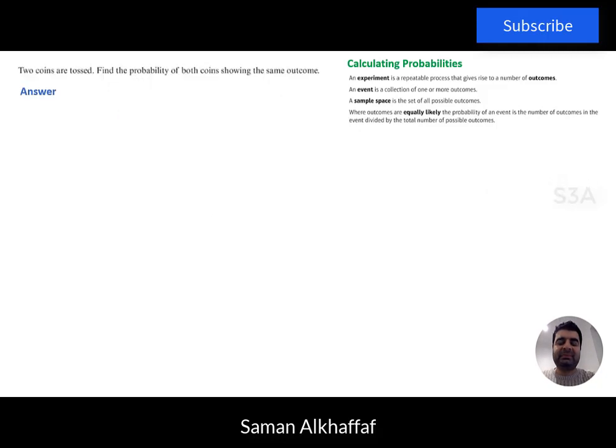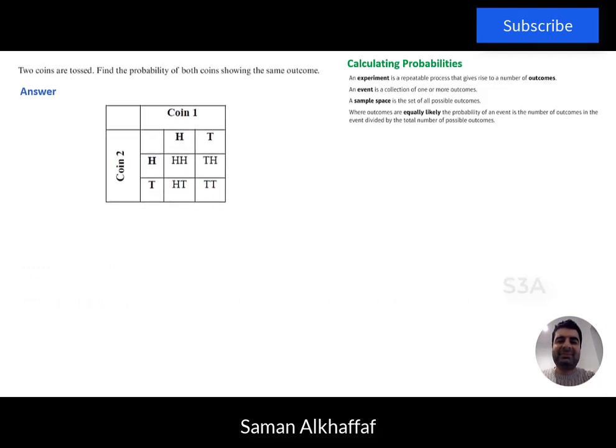In this example, 2 coins are tossed. Find the probability of both coins showing the same outcome. So first we'll create a diagram of how that would look. So we'll have coin 1 at the top and coin 2 on the side. So we can see we have H representing the heads and T representing the tails.